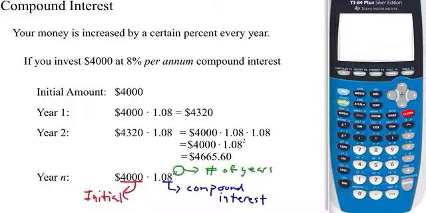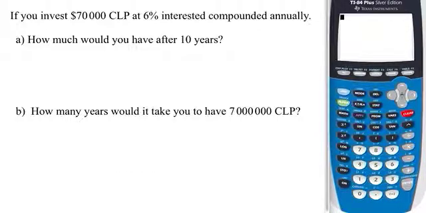So for any amount we want, we can say the initial investment times 1 plus whatever the compound interest is, written as a decimal, to the power of the number of years. 4,000 times 1.08 to the power of n. So let's try that with something.